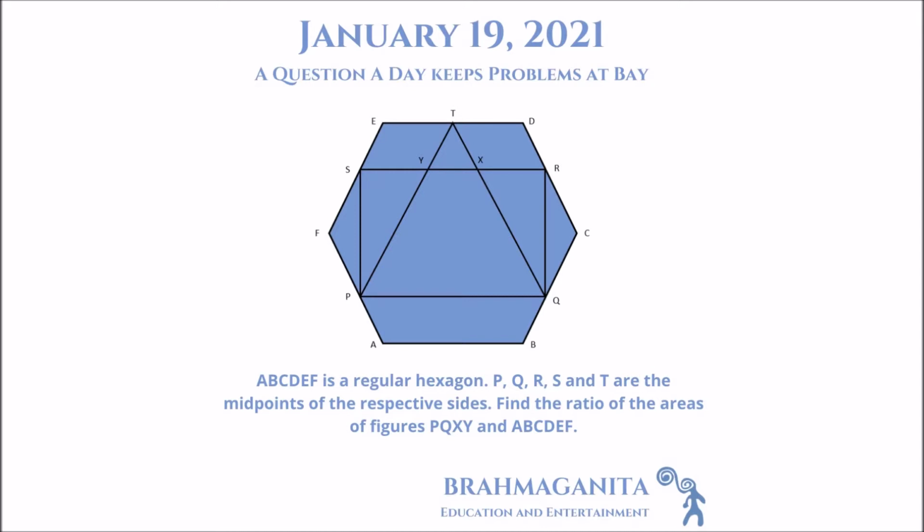The question is like this: ABCDEF is a regular hexagon. P, Q, R, S and T are the midpoints of the respective sides. Find the ratio of the areas of figures PQXY and ABCDEF. PQXY is the common area between the triangle and the rectangle, and ABCDEF is the hexagon.